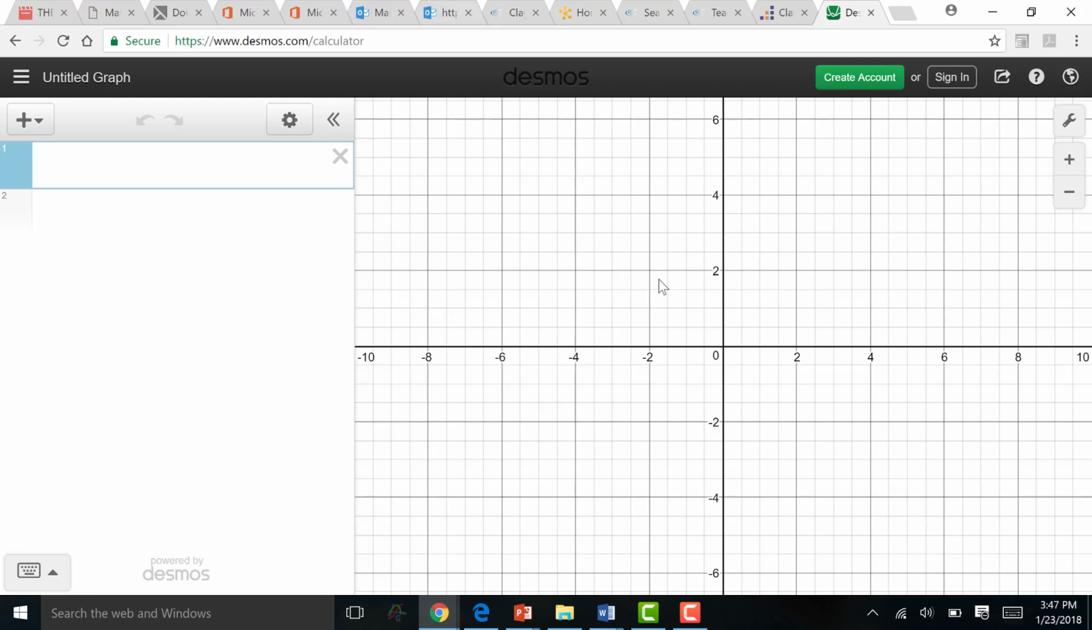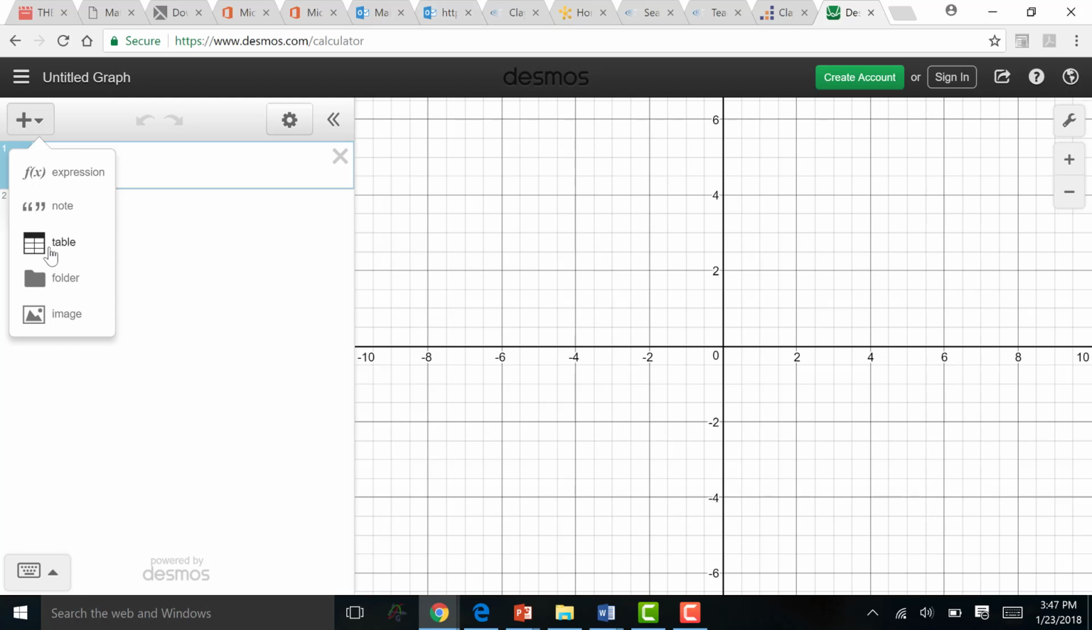Okay? Now, it said it wanted us to plot those points. So let's go plot those points. So how do you do that? Do you see there's a plus sign up to the left up here? My cursor is over the plus sign. Click on the plus sign. And you see there's a table.